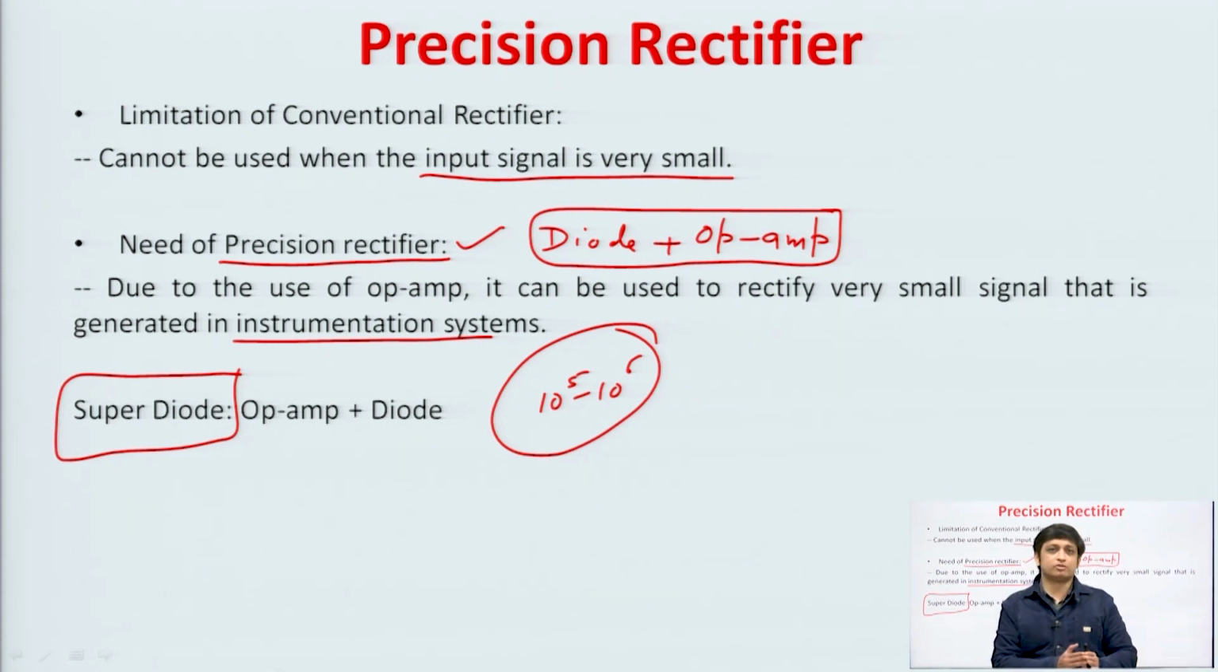So, this is the basics of precision rectifier. Why do we need a precision rectifier? What is the drawback of a conventional rectifier?